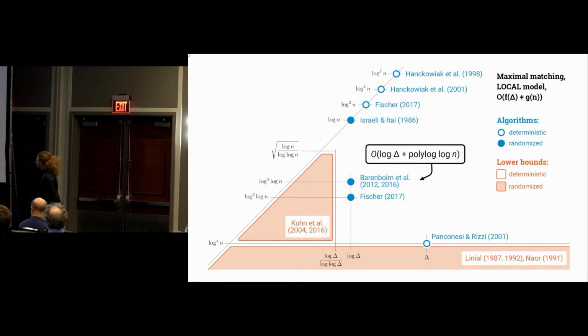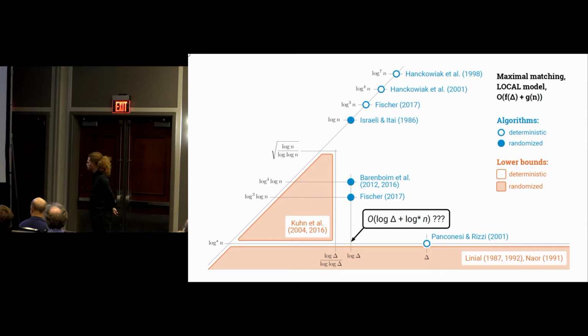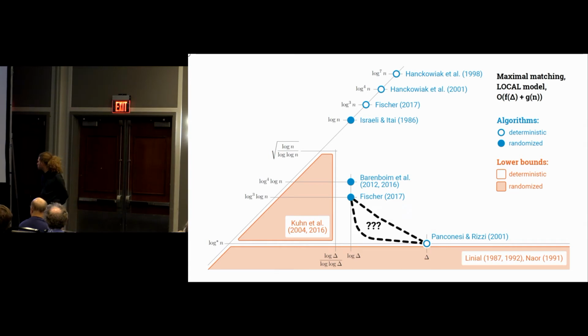Now, the natural question to ask is, can we get the best of both worlds if we, for example, look at the algorithm by Fischer and the algorithm by Panconesi and Rizzi? Can we, for example, get an algorithm with runtime log delta plus log star n? Or if that is not possible, can we at least get some, well, maybe smooth transition from the one algorithm to the other? And how would this curve look like?